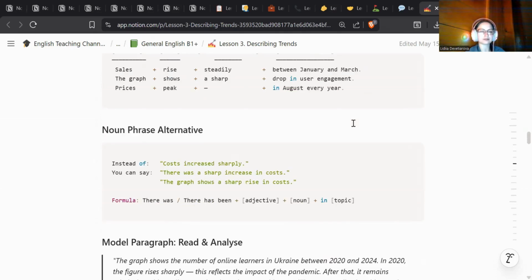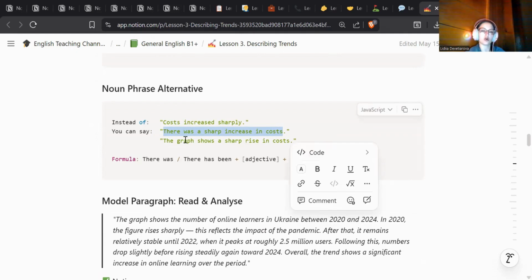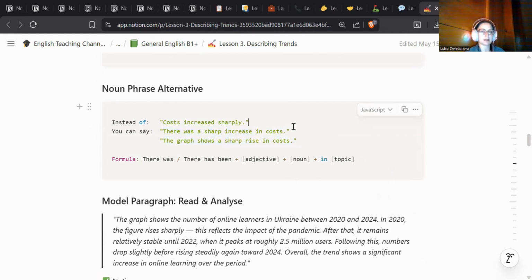Great sentence. Noun phrase alternative. For example, instead of saying costs increase sharply, you could say there was a sharp increase in costs, or the graph shows a sharp rise in costs. Those three options are absolutely possible. How are you going to do it? Through there was or there has been. Adjective, noun, in topic, yeah? Some description, some item, process, and extra information.